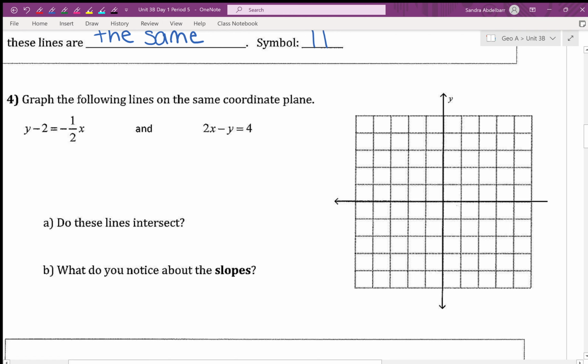I wouldn't divide by a fraction. Why? You know you want to get y by itself, right? Does that help you? Okay.